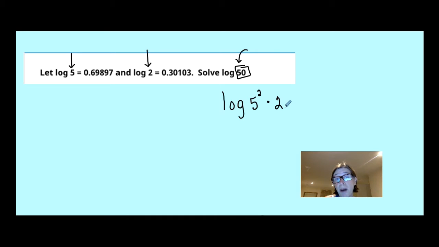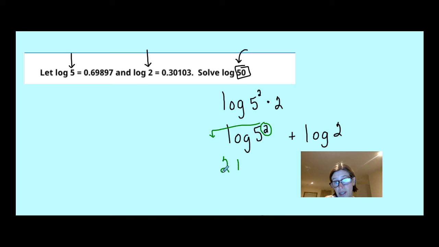Now, using the properties of logs that you've learned in Algebra 2, when logs are written with multiplication, you can separate them with addition. So I can rewrite this like that. Another property you've learned in Algebra 2 is that if the number in a log is raised to an exponent, you can bring that exponent to the front. So we can rewrite this as 2 log 5 plus log 2.